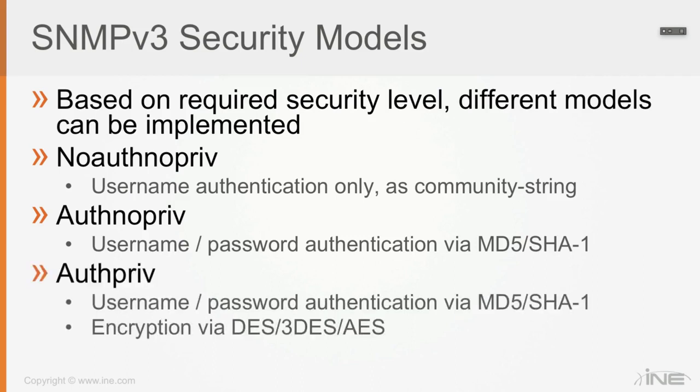And finally it's going to be authPriv, which means we're going to do both secure authentication and privacy, which means encryption is going to be supported via DES, triple DES, or AES. And likewise, username and password authentication via MD5 or SHA-1. So again, the models are self-explanatory: which model achieves what and how it works.